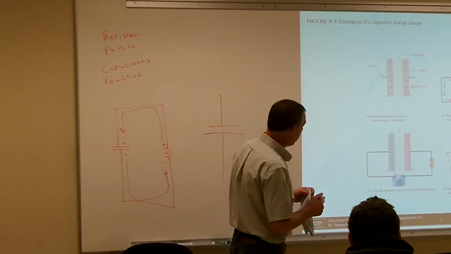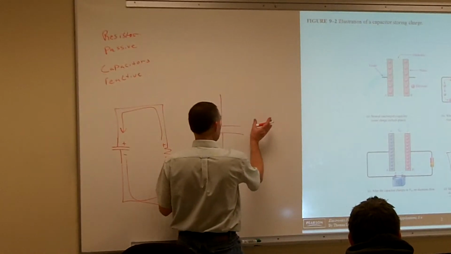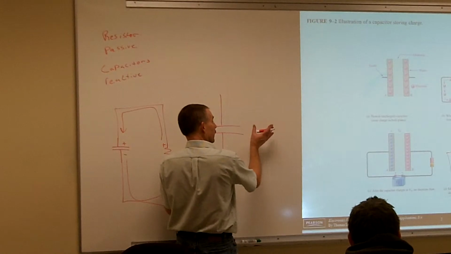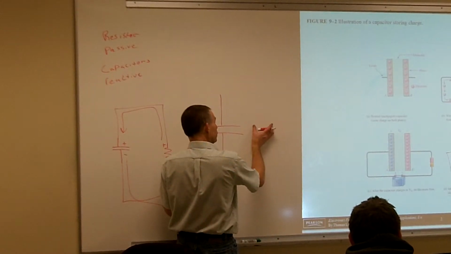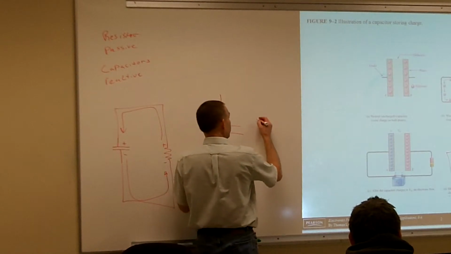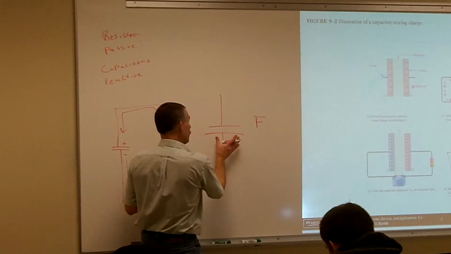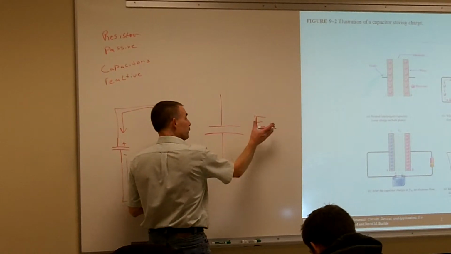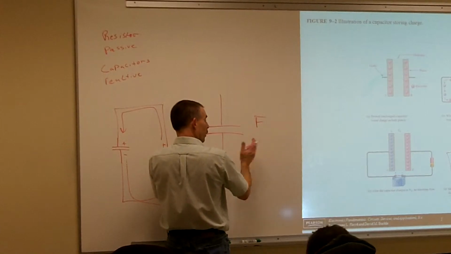We are worried about the units though. Just like our resistors had a unit of ohms, like 1 kilo ohm, capacitors are going to have another unit, what we call farads. That's the size of that capacitor. So the more farads I have, the more charge it can hold.